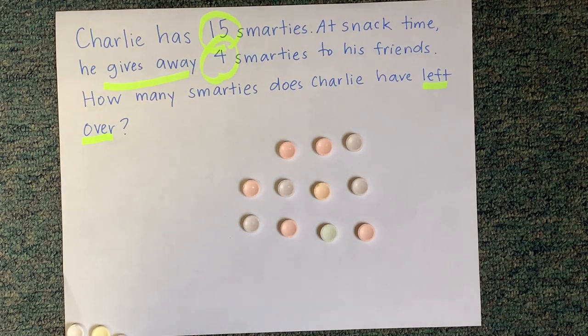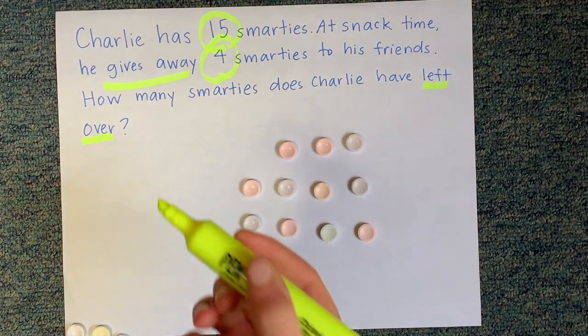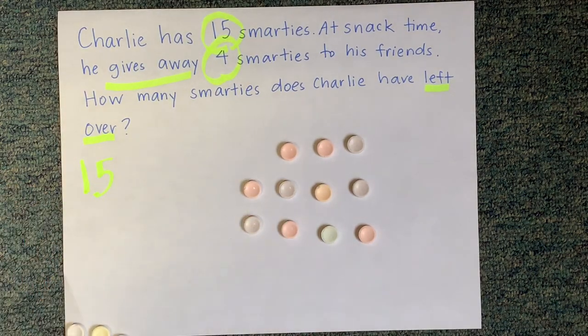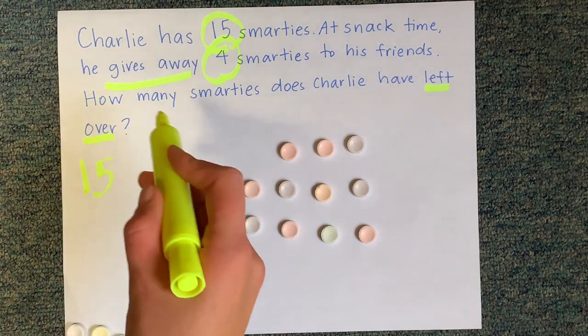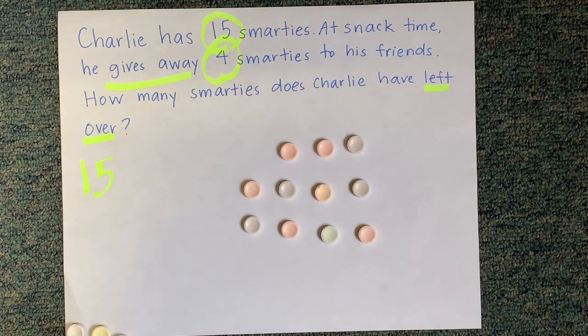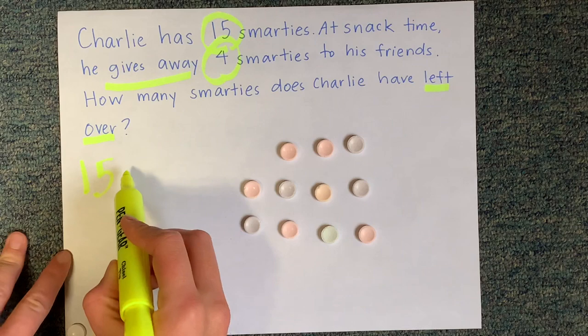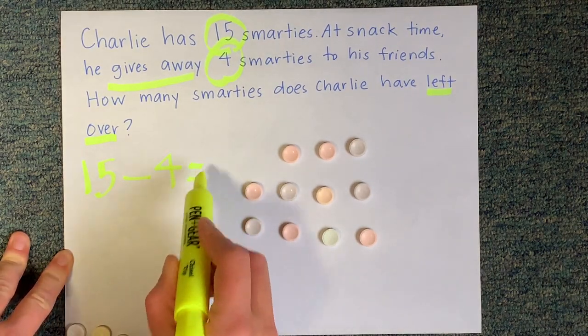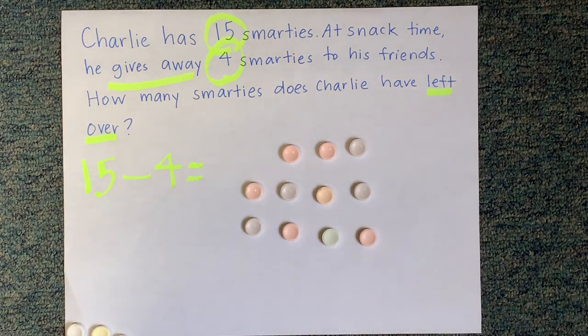But before we count those up, I would like to set this up as an equation for us. So we started out with 15 Smarties. Then he gave away 4. And those words imply subtraction because we are getting rid of those 4. So I'm going to write minus 4. And then I'm going to write an equal sign. So that reads 15 minus 4.